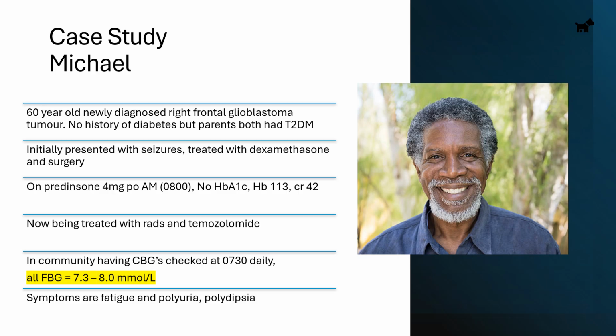and in the community he's having his glucose levels checked at 7:30 in the morning. All the fasting sugars are between 7.3 and 8. So they're saying, little high, but not too bad. And his symptoms are fatigue, polyuria, and polydipsia, which, if you think back to what the complications of hyperglycemia and the symptoms are, that matches perfectly.